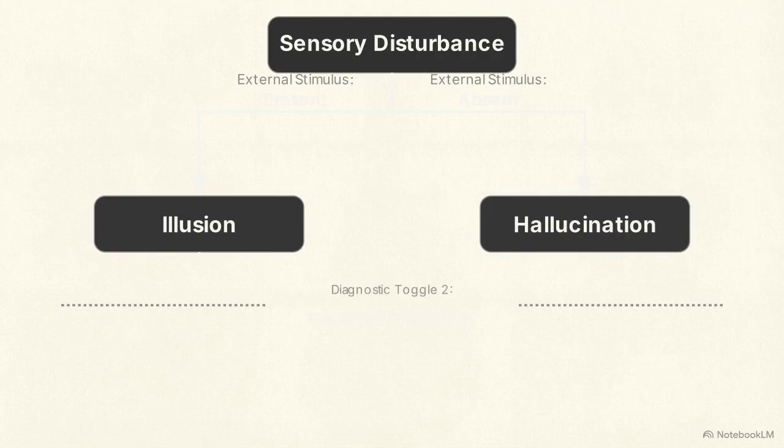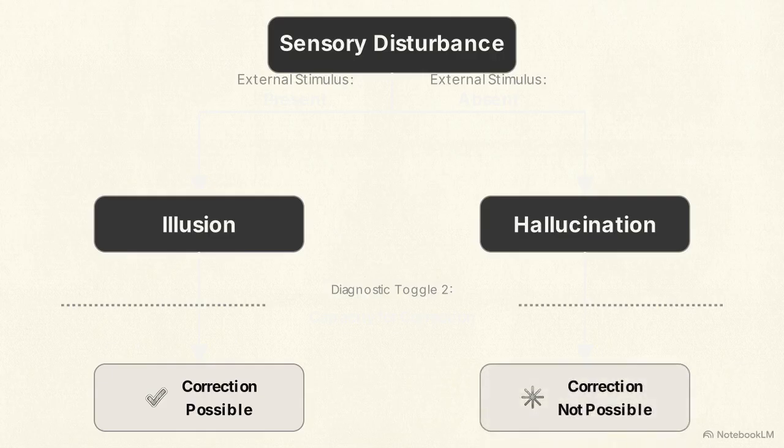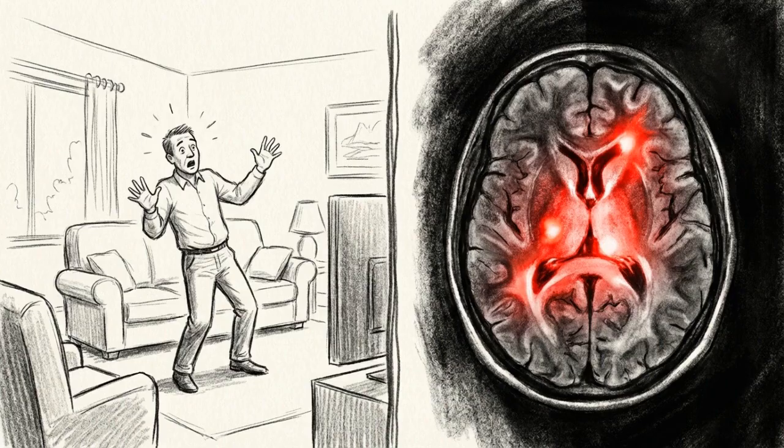Once the stimulus is identified, clinicians use a second diagnostic toggle: the capacity for patient correction. When a patient experiences an illusion, a clinician can usually point out the physical object, like turning on the lights to show the coat rack, and the patient will recognize the error. Their perception corrects itself. Hallucinations resist logical correction. Because the perception is generated internally by a pathological process, no amount of environmental evidence will convince the patient that the stimulus isn't there. Illusions occur across both healthy individuals and patients with mental illness.